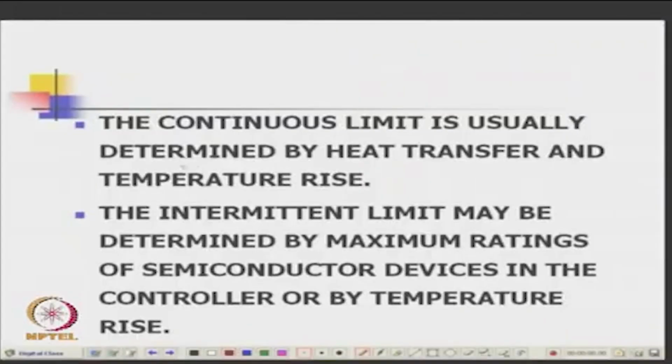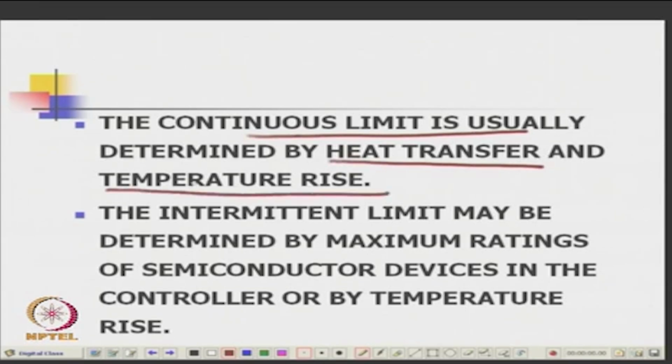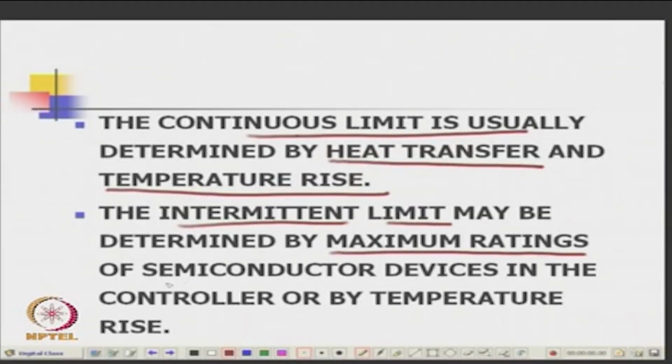The continuous limit is usually what you want, the motor to always operate at constant current. So, the continuous limit is usually determined by the heat transfer. Why? Because temperature rise is important. You want the motor not to go beyond the operating temperature, that means you want to maintain a constant current, I square R. So, the intermittent limit may be determined by the maximum ratings of semiconductor devices, and this device also has some switching frequencies etc. So, that is also one which will limit the operating speed.